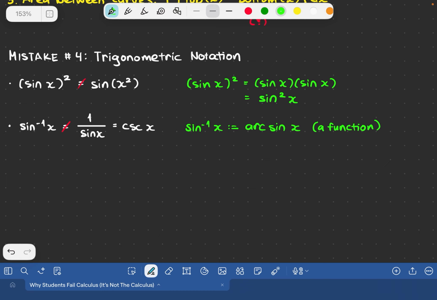Let me be specific there. So let me put it up here: a defined function. So it's not just the reciprocal of sine x. It is a defined function. More specifically, it is the inverse function of sine x. It's kind of like exponential and logarithmic functions. They're inverses of one another.